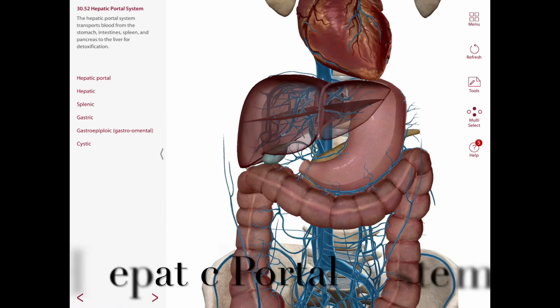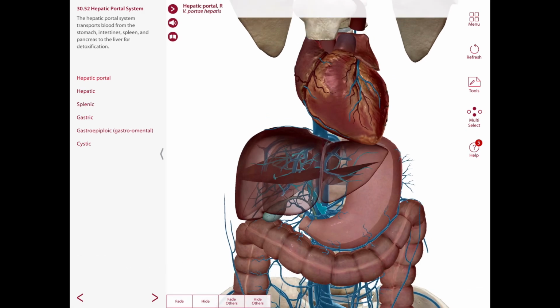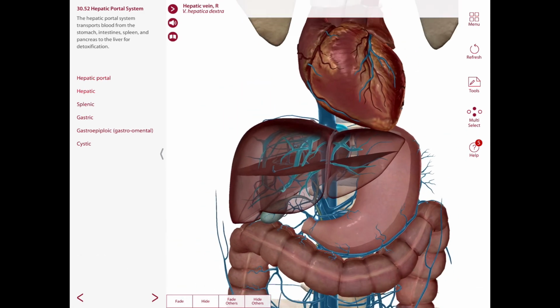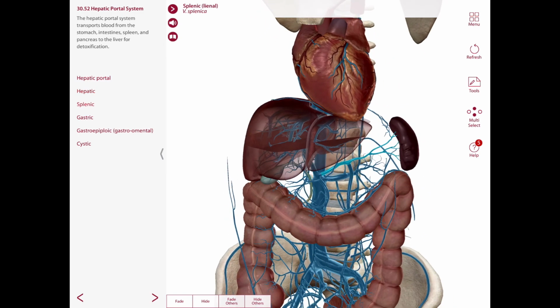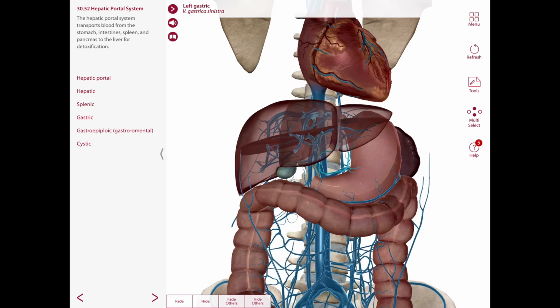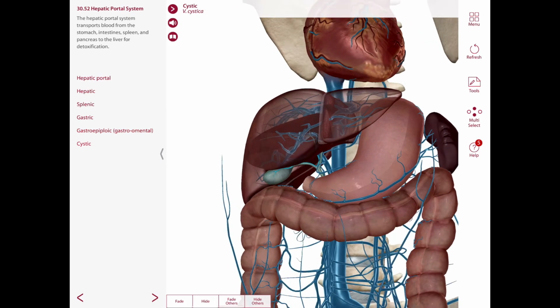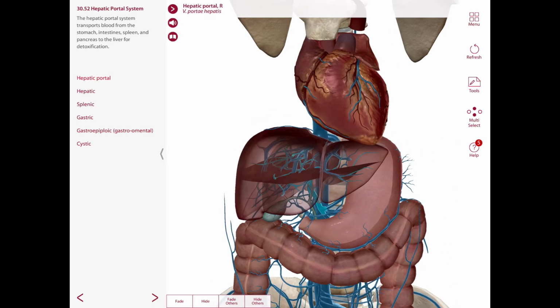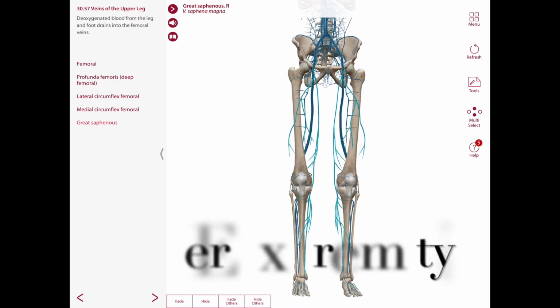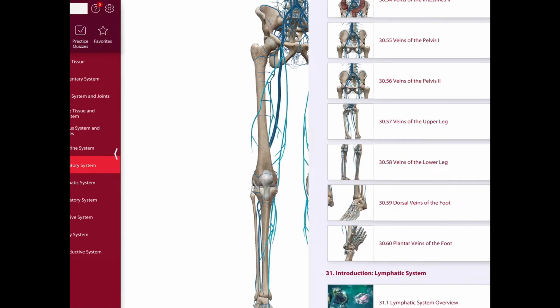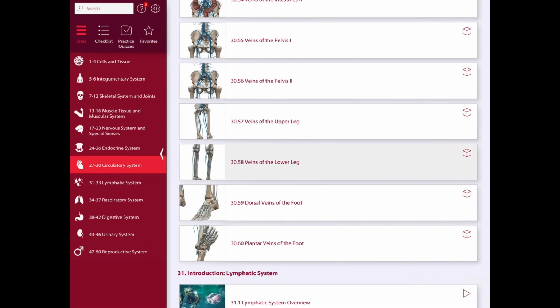The hepatic portal system. So here you have the hepatic portal vein, and this also has the hepatic vein, splenic, gastric, gastroepiploic, and cystic. But the most important one is the hepatic portal vein. Great saphenous vein, which is that big vein you see right there, and the small saphenous vein.